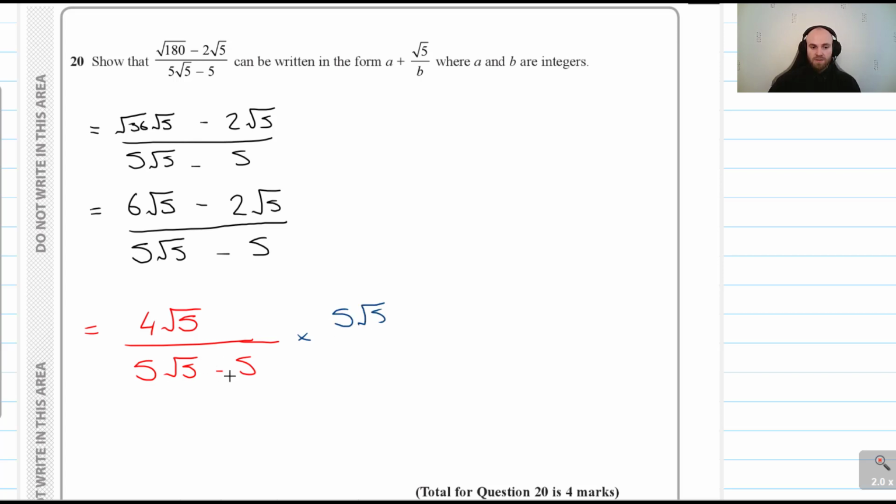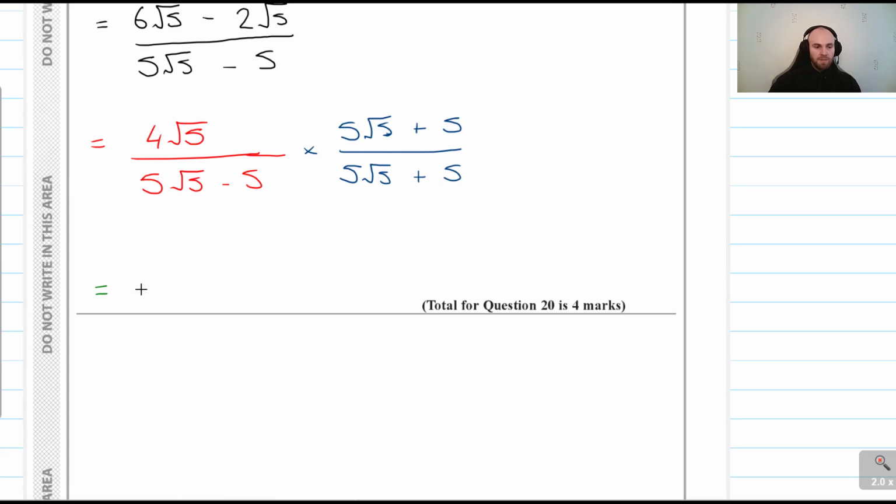The only difference is we're going to change this sign. It's going to be 5 root 5 plus 5. And we're going to divide the top and the bottom by the same thing to keep everything equal. So it's going to be 5 root 5 plus 5. If this had been a plus instead of a minus, this would have been a minus instead of a plus. You just do the opposite sign when you rationalize the denominator.